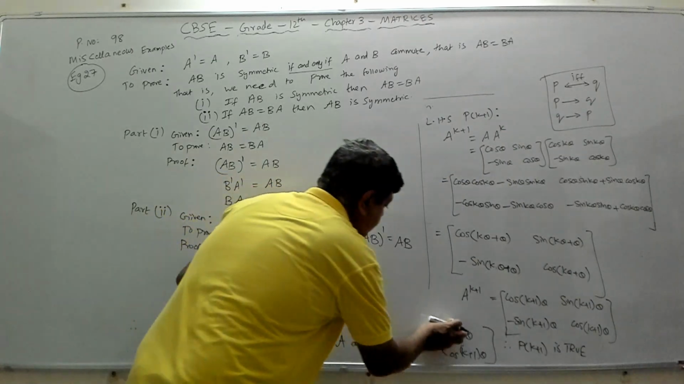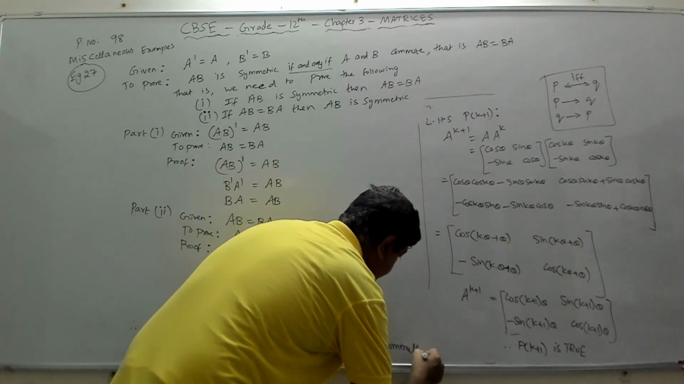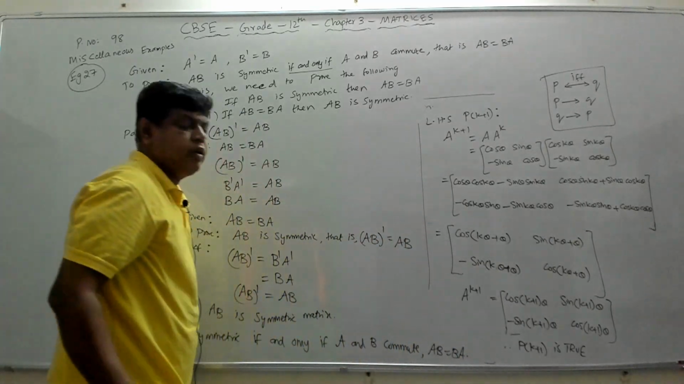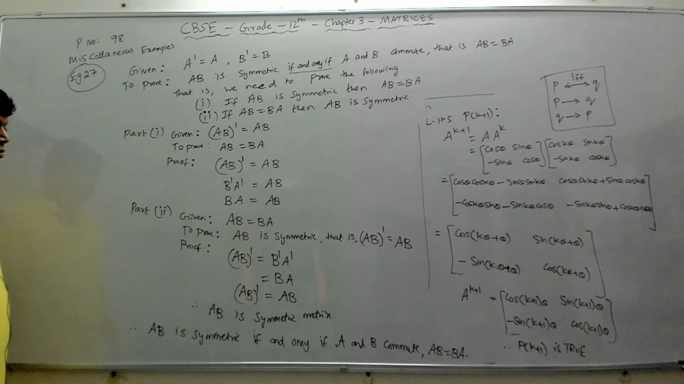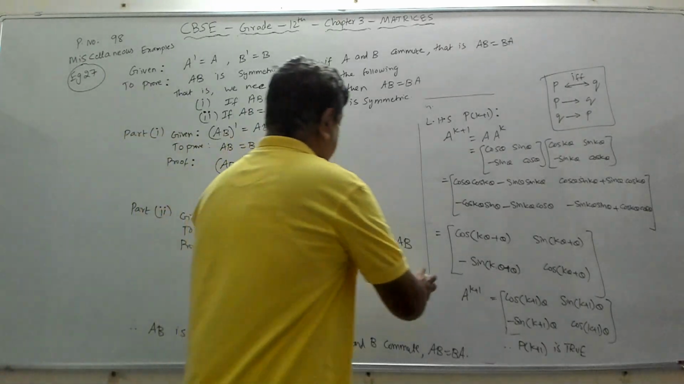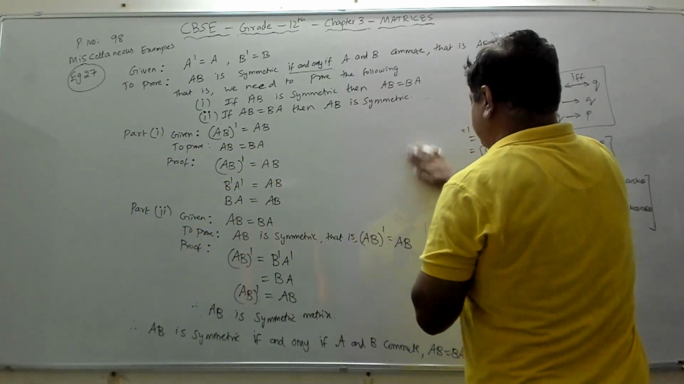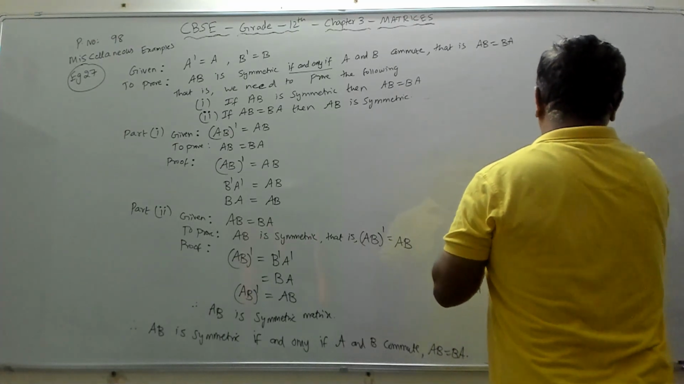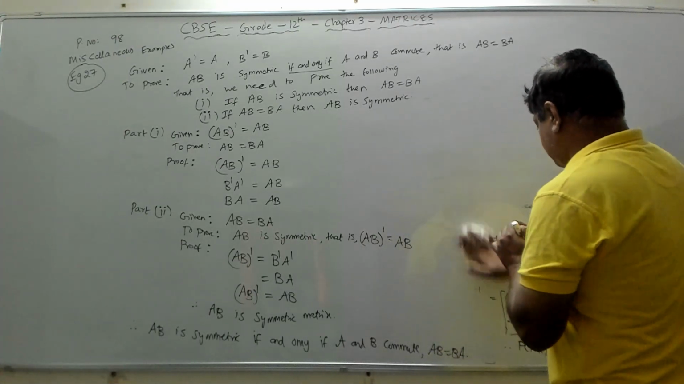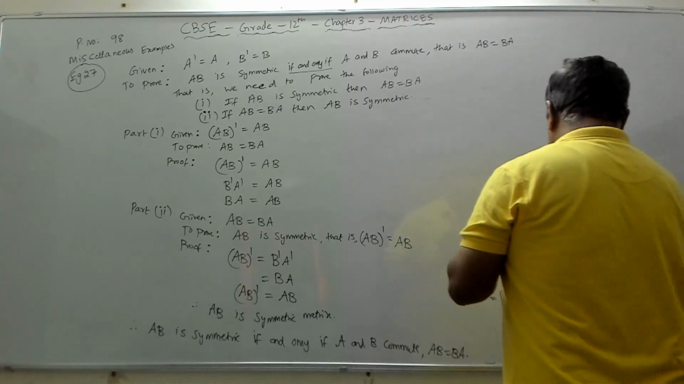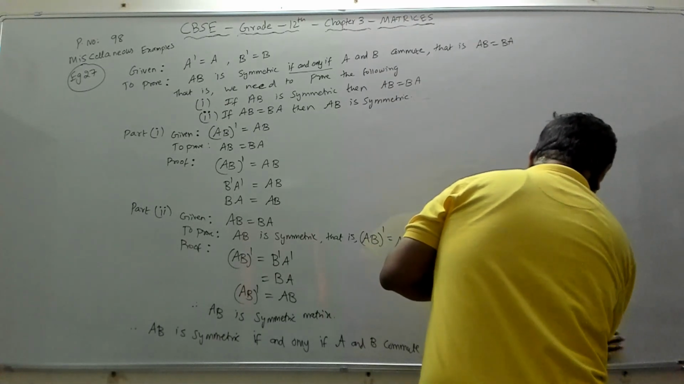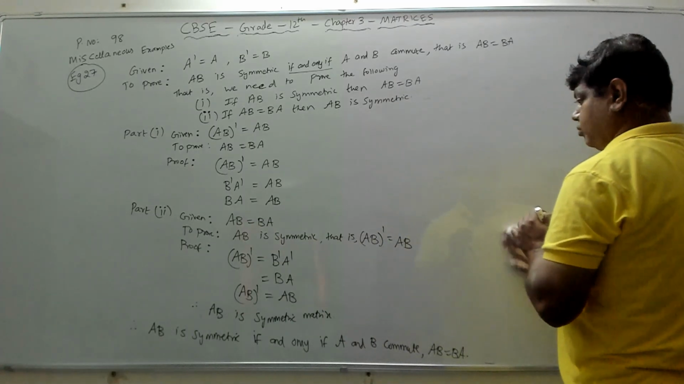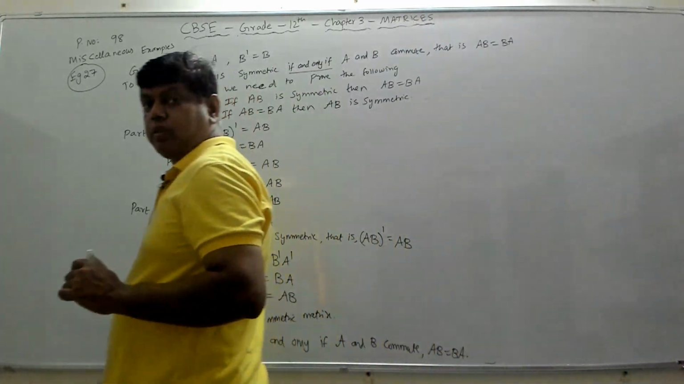Commute means AB is equal to BA. That is, AB is equal to BA. This is a proof. So all of you can take the notes, pause the video and take the notes. By the time I erase, you can take the notes and we will move to the next problem. Fine.